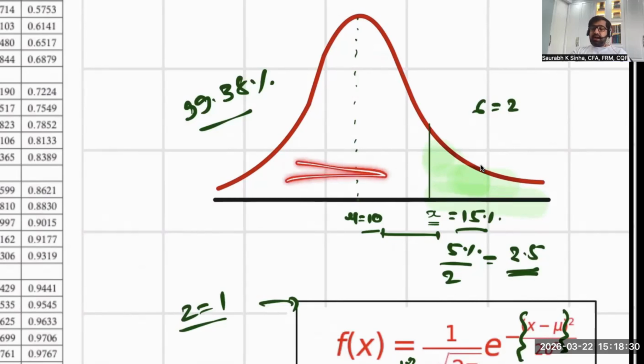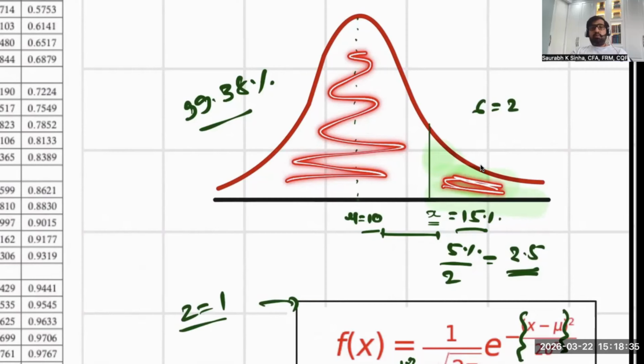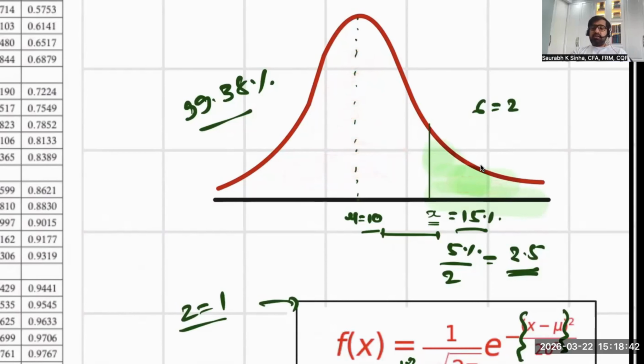If this area is 99.38%, what would be this area? This area would be 0.62%. Why? Because the total area under the curve has to be 100%. So what is the probability that the stock return would be greater than 15%? Only 0.62%. So if you are interested in earning more than 15%, should you invest in this stock? The answer is no. 0.62% is the only probability that the stock return would be greater than 15%.